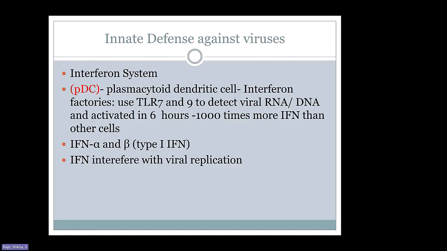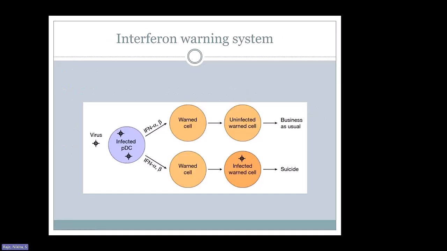What they do is, when toll-like receptors like 7 and 9 detect viral RNA or DNA, these plasmacytoid dendritic cells will get activated in about 6 hours, and then they will produce 1,000 times more interferon than any other cells. The interferon that they produce, typically type 1 interferons, alpha and beta, helps in slowing down the viral replication, because, as the name suggests, interferon interferes with the viral replication.